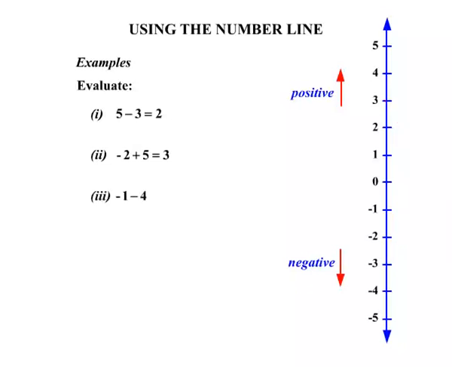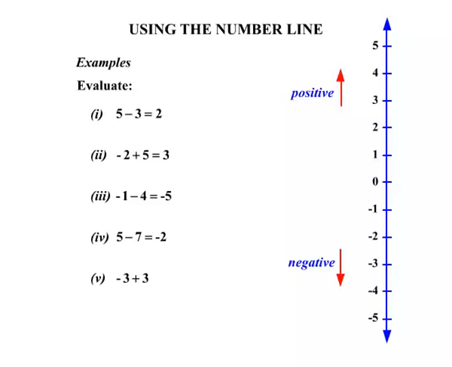Negative 1 minus 4. We start with negative 1. And we're subtracting 4, so we go down 4. And we find that we end up at negative 5. 5 take away 7, so we start with the 5, we subtract 7, we go down 7, and we're at negative 2.